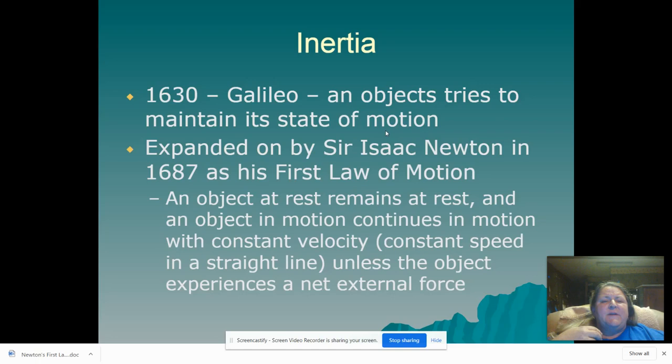The idea was expanded on by Sir Isaac Newton in 1687 with his first law of motion. It states: an object at rest remains at rest. An object in motion continues in motion with constant velocity, constant speed in a straight line, unless the object experiences a net external force.